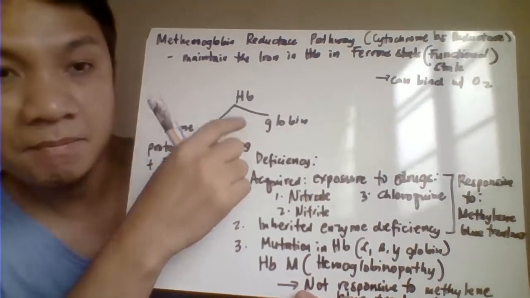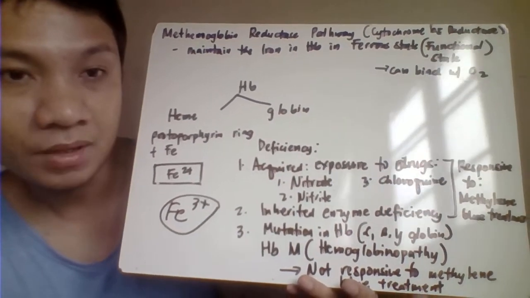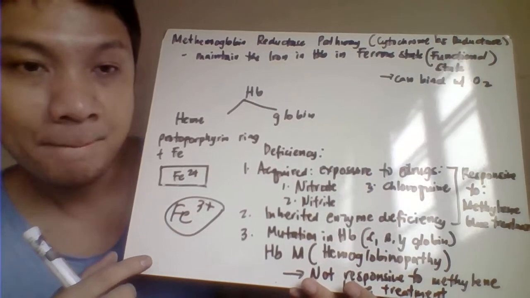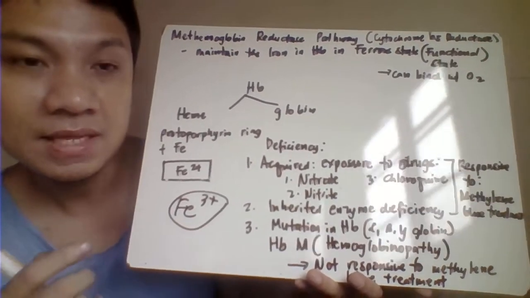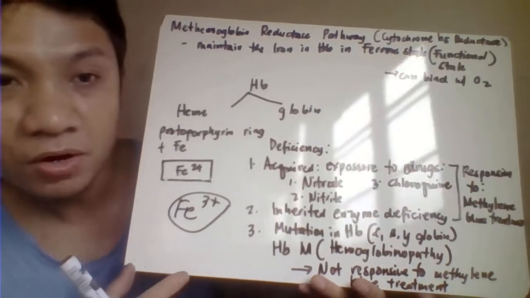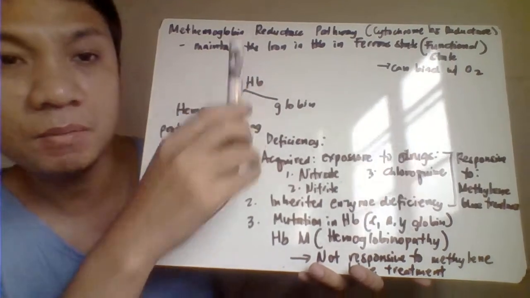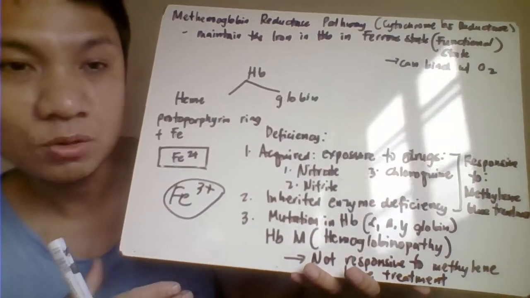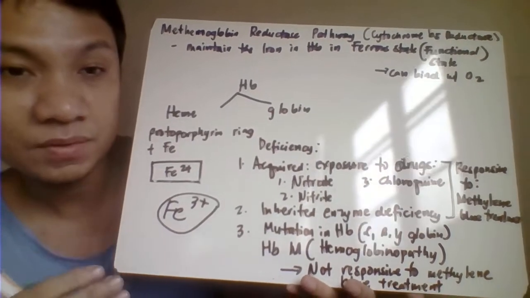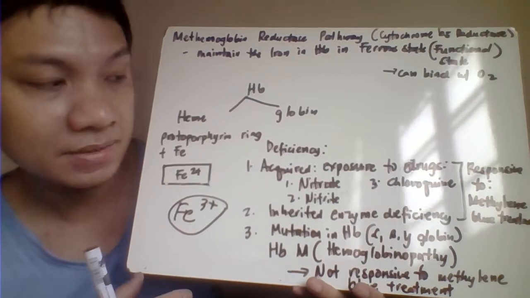Number one, wala kang methemoglobin reductase. Okay, because eventually, ang tawag doon sa hemoglobin natin na ang iron niya is in the ferric state, that's your methemoglobin. Pag methemoglobin, that's your iron in the ferric state. However, methemoglobin reductase would reduce your hemoglobin with the iron from the ferric to the ferrous state, and therefore maintain that in your ferrous state, which is the functional state.